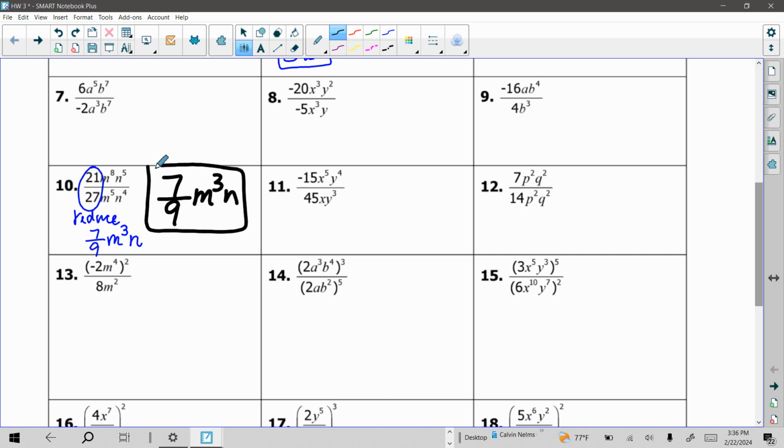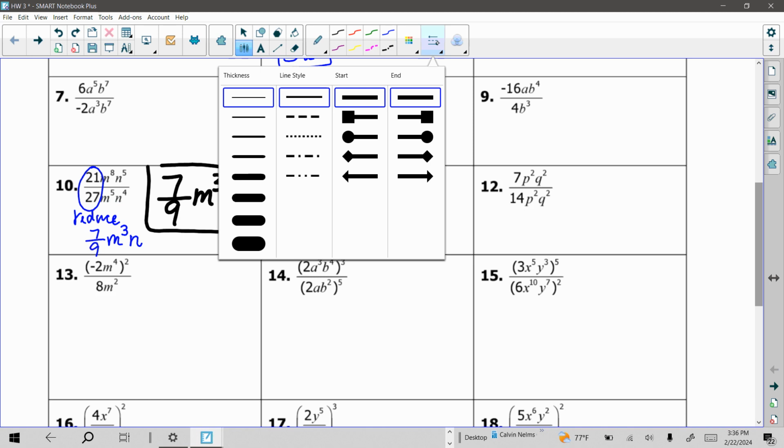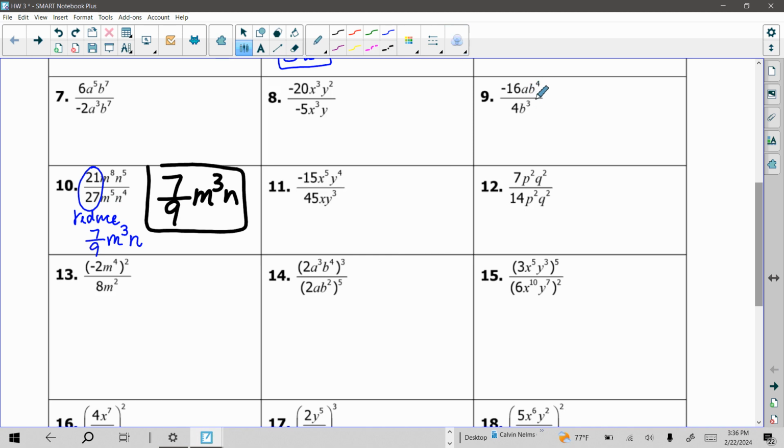All right. If you don't have a like base, like on number 9 here, there's a b, but not an a. So you keep the a. So this would be -4a, but then the b's you can simplify to just 1b. So just b. All right.